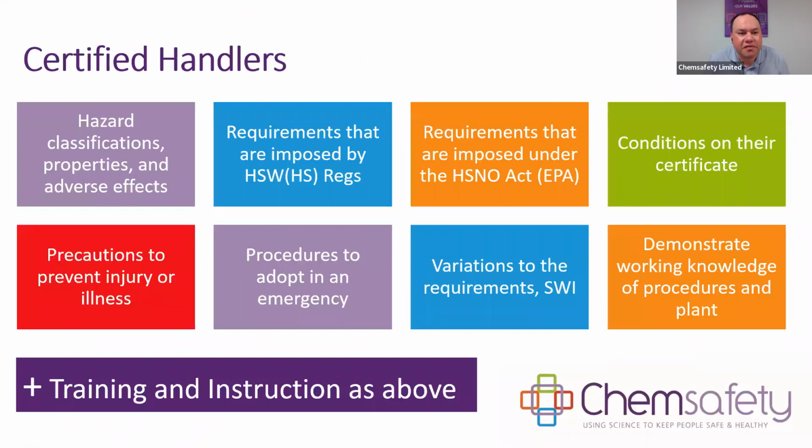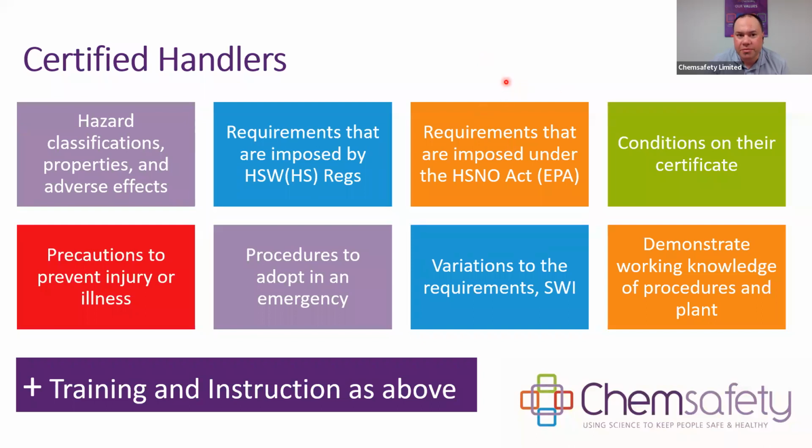So what do the certified handlers need to know? This all falls under regulation 4.5. As you can see here, all certified handlers need to be aware of the hazard classifications for the substances they're to be certified handlers of. They need to be familiar with the properties and the adverse effects that can be caused by them. They need to be familiar with the requirements that are imposed by the Health and Safety at Work Hazardous Substances regulations, and also the HSNO Act as well, the EPA notices.